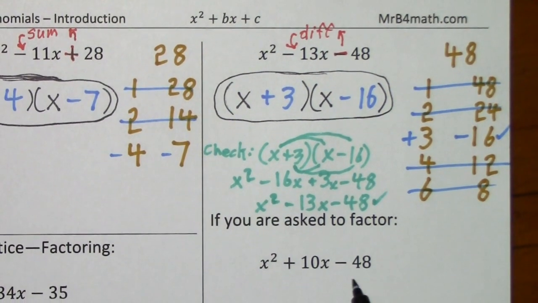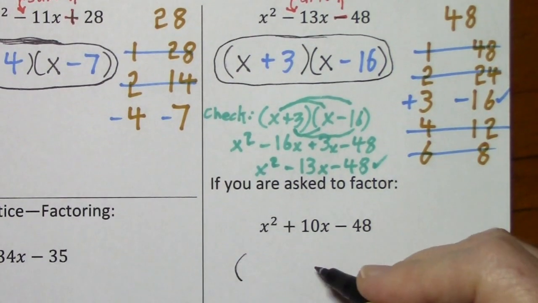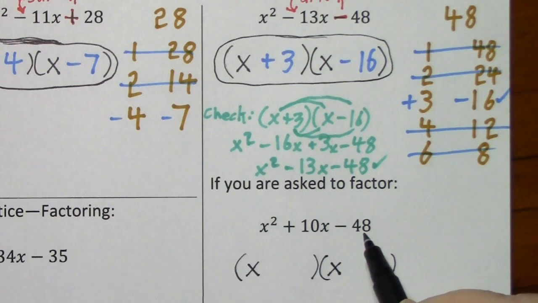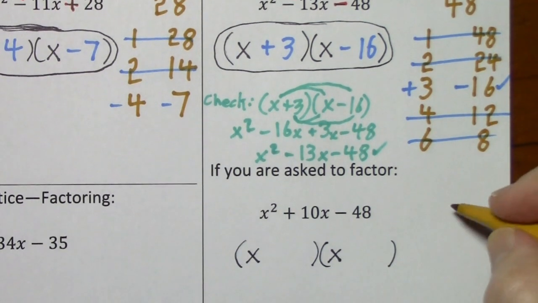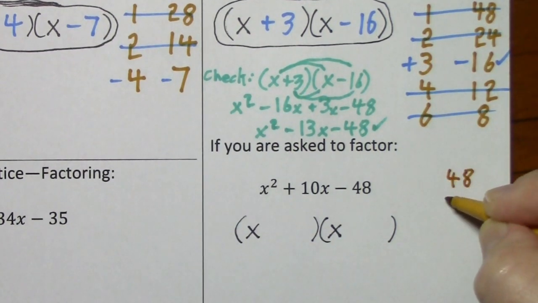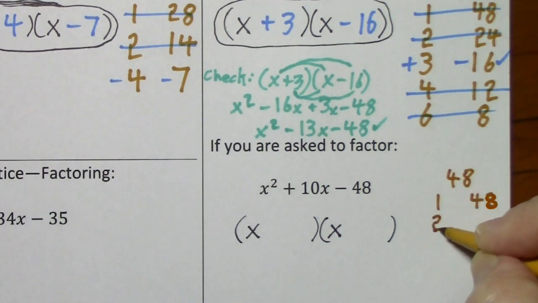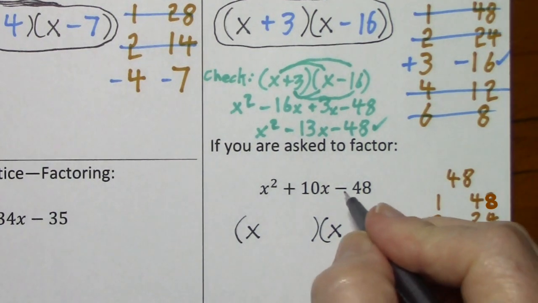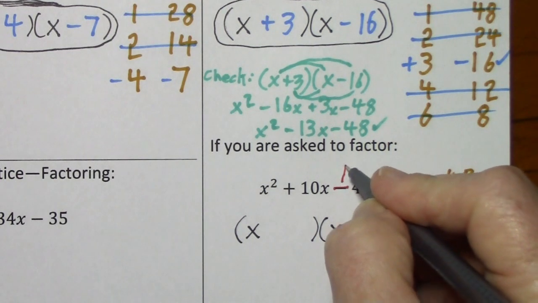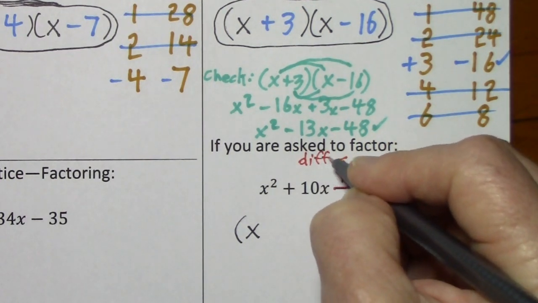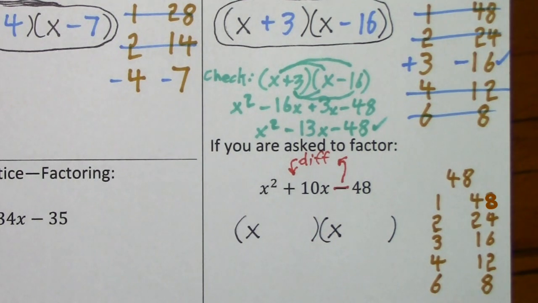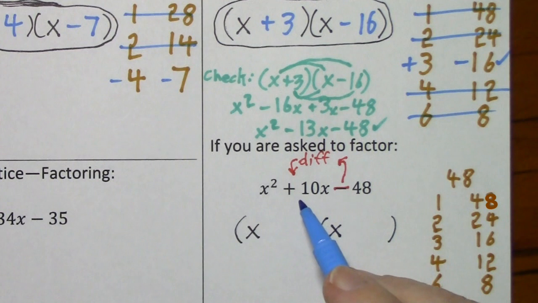Now here, if you're asked to factor, you say, all right, well, I can take care of the x squared with x times x. For this last term, I'll just list all my factors. And then based on the sign of the last term, if it's negative, I want a difference of this middle term, positive 10x. So can I subtract my way to a positive 10x?